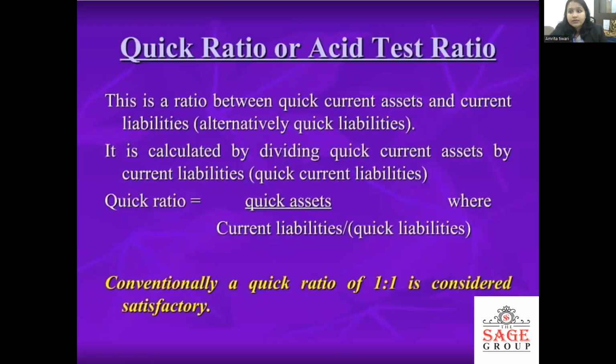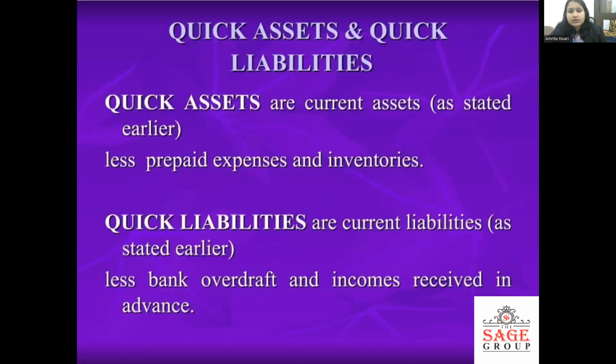Quick asset or acid test ratio. This ratio between quick current assets and current liabilities is calculated by dividing the quick current assets by the current liabilities. Quick assets upon current liabilities, where the satisfactory ratio is 1:1. Quick assets are current assets less prepaid expenses and inventories. Quick liabilities are the current liabilities less bank overdraft and income received in advance.